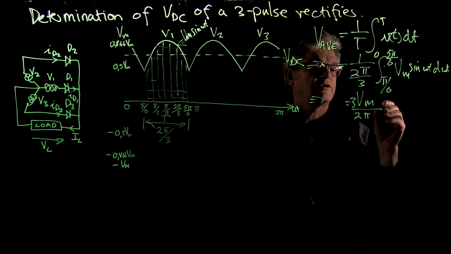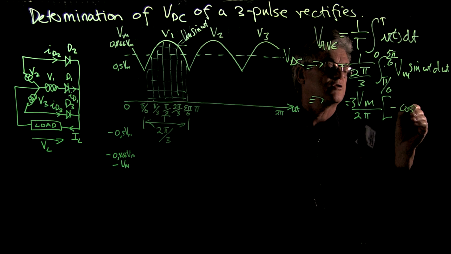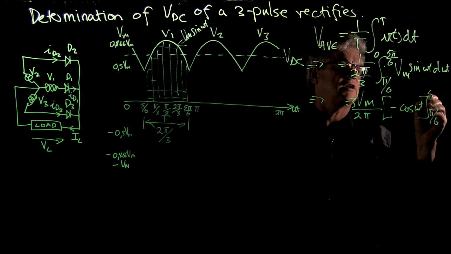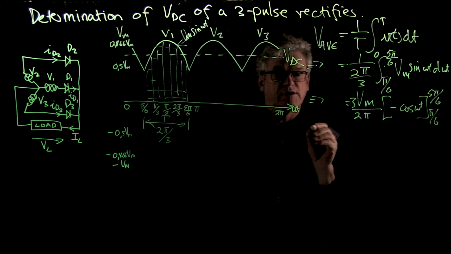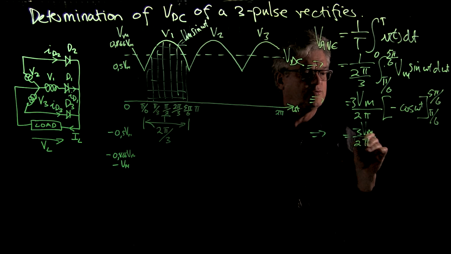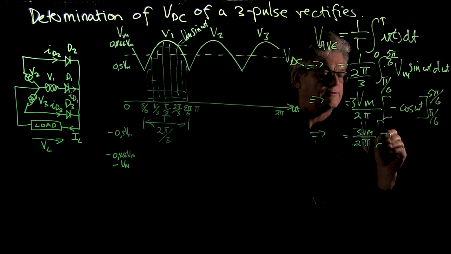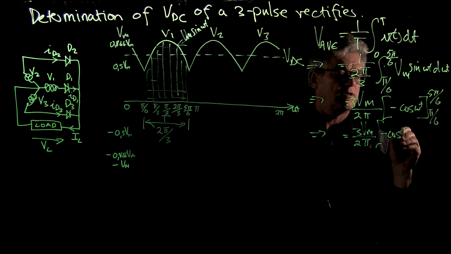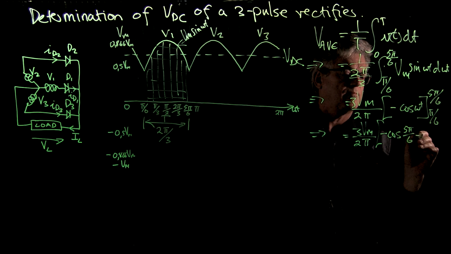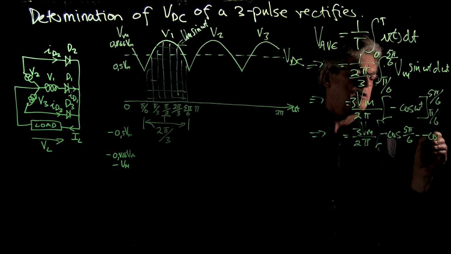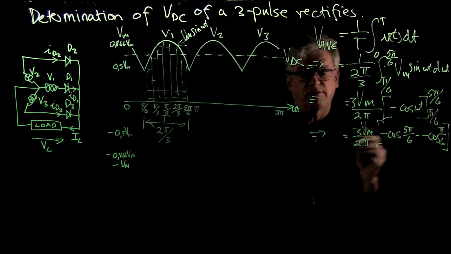2 pi, the integral of sin omega t is always minus cos omega t, and the limits are pi over 6 and 5 pi over 6, and therefore it is equal to 3 Vmax over 2 pi times minus the cos of, you put the upper limit in the position of the variable, 5 pi over 6, minus, and then you subtract the term as it stands there with the lower limit in the position of the variable.